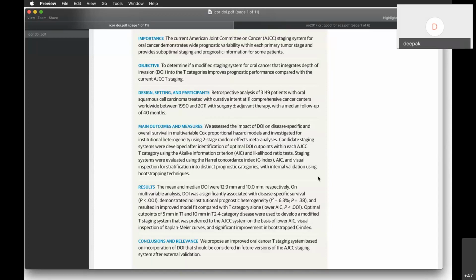Want to propose a new staging system, this paper is a gold standard. So the first thing is that the institutional heterogeneity, that is between institutes, the patient variable, treatment variable, outcome variables, all were standardized using something called a two-staged random effect meta-analysis, which we will discuss as we go deeper in this webinar series.